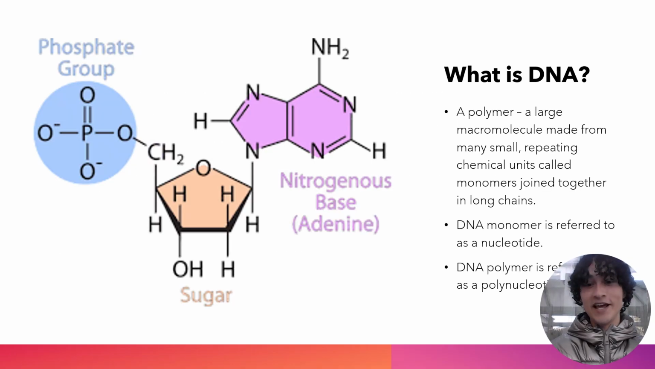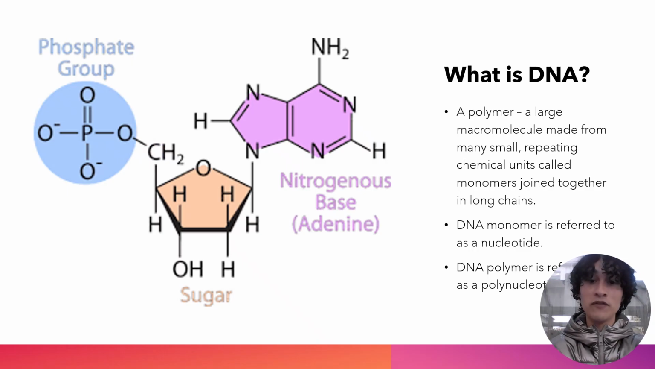So what is DNA? Purely from a chemical perspective, DNA is considered a polymer. Now, in chemistry, a polymer refers to a large chain molecule that's made up of many small repeating chemical units. And these chemical units are referred to as monomers. So many monomers will make up a polymer. Now, a DNA polymer is referred to as a polynucleotide, and a polynucleotide is made up of many monomers, and they're referred to as mononucleotides in the context of DNA.